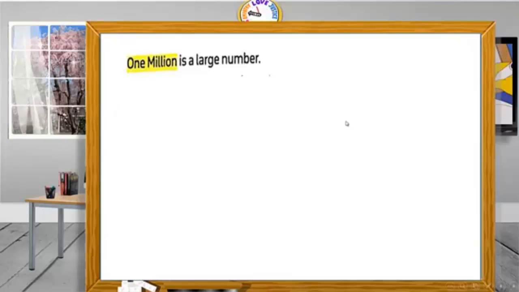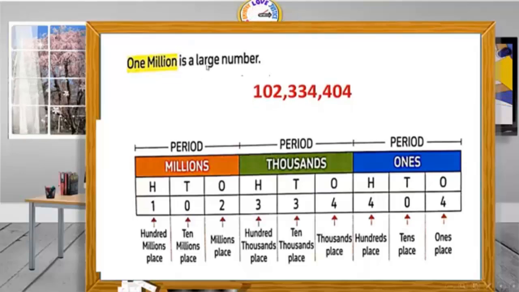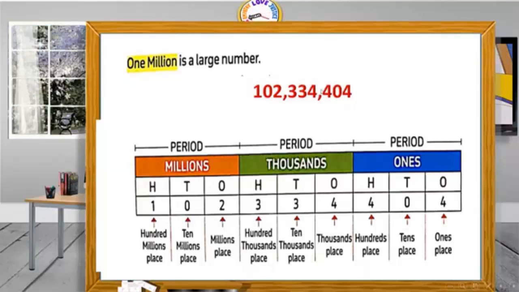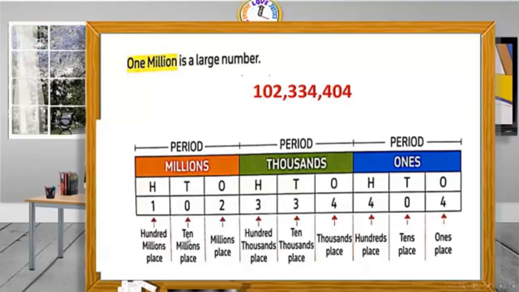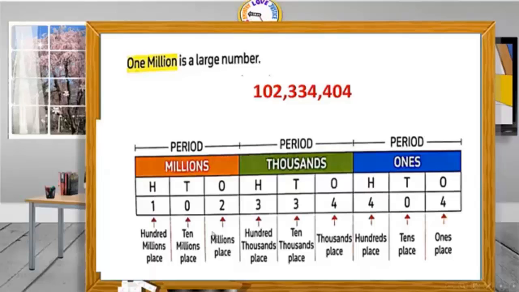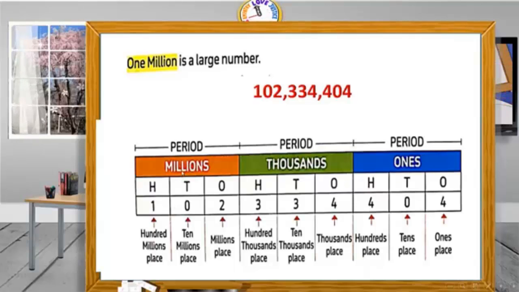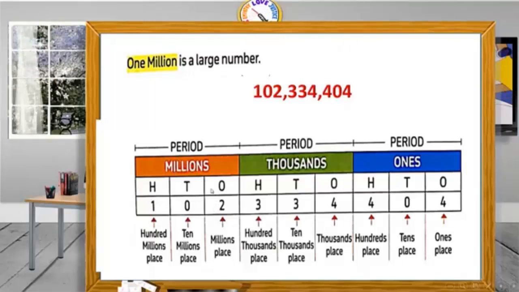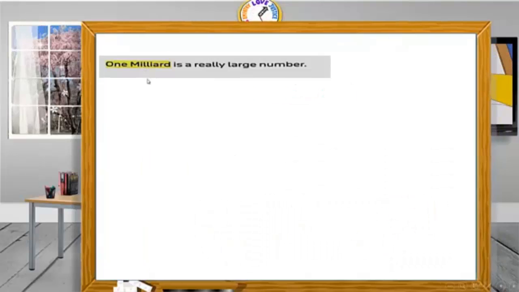Look here, we have another example. 1 million is a large number. We have here how many periods? Can you tell me? We have 3 periods too. Start from the left side to read, but you can use the chart like this to read. 102, because 1 is in the hundreds place in the third period, millions. So you can say 102 millions, 334 thousands, 404. 1 milliard.